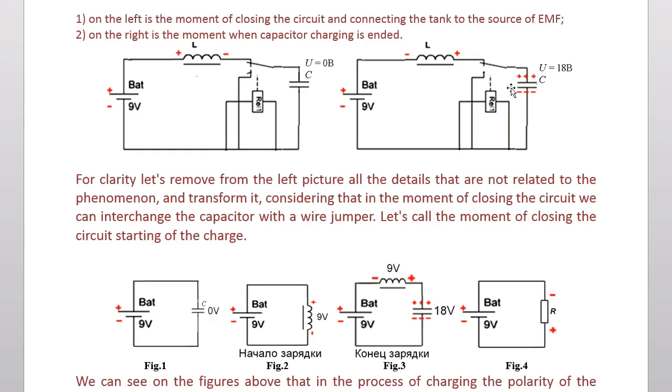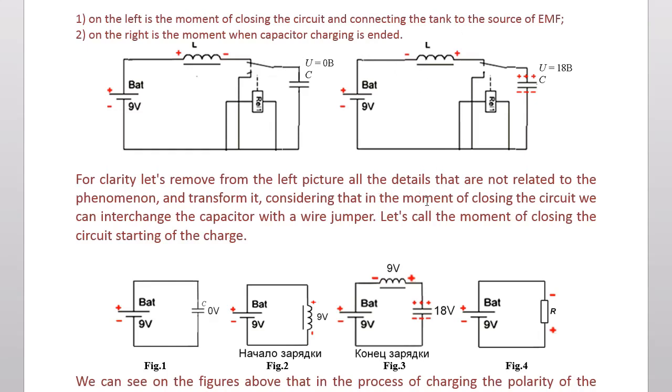When the capacitor on the right image is fully charged to 18 volts, when the battery is only 9 volts, the polarity of the inductor changes. You can compare it to these pictures.